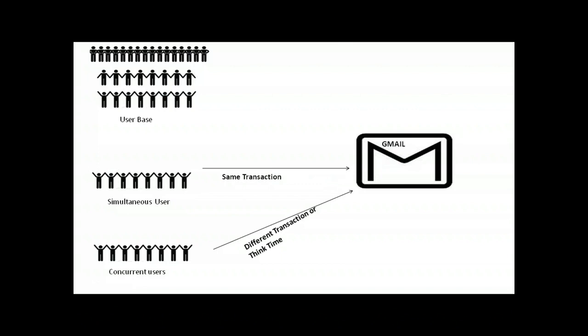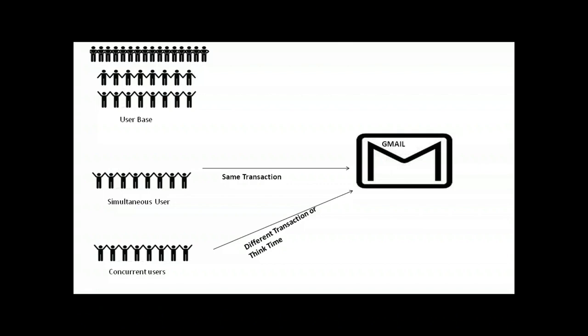For example, login. How many people are there? 1, 2, 3, 4, 5, 6, 7, 8. There are 8 users who are logging in at the same point of time. These 8 users are the simultaneous users because they are logging into the Gmail application at the same time.